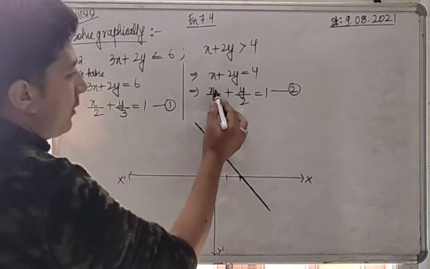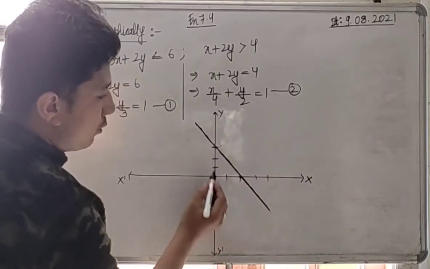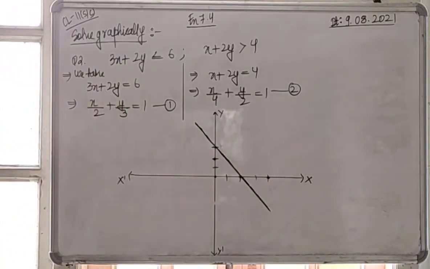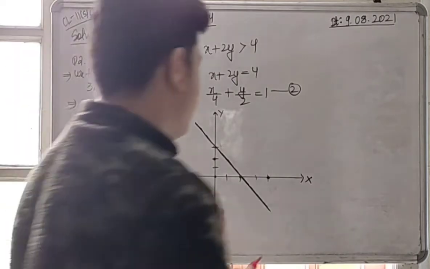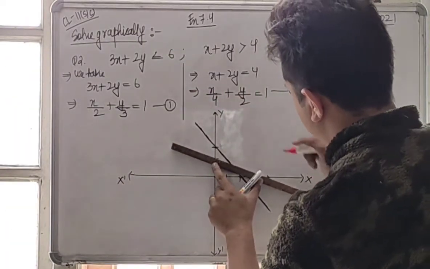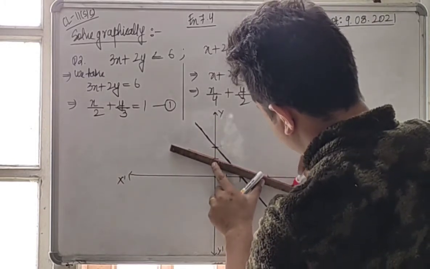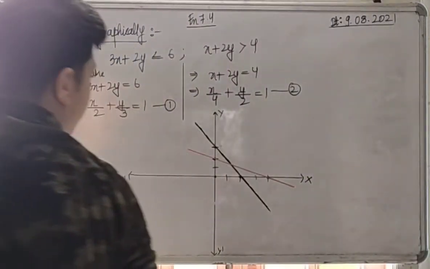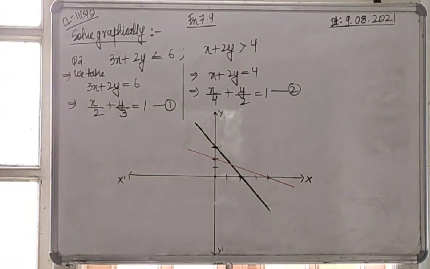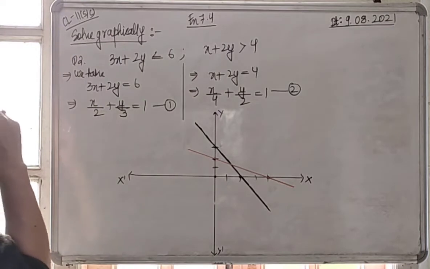Another one, the second one, on x-axis 4, so 1, 2, 3 and 4. On y-axis 2, so this and this will be the points. For this I am using another color pen, so that it's more clear to you all. Then join this. Okay, join this too. So here we see two straight lines. The first one is this black one, and the second one is the red one. Now this one is not included because it is strictly greater than.